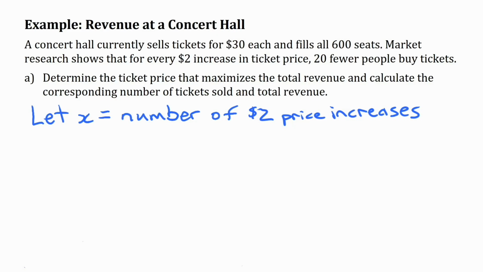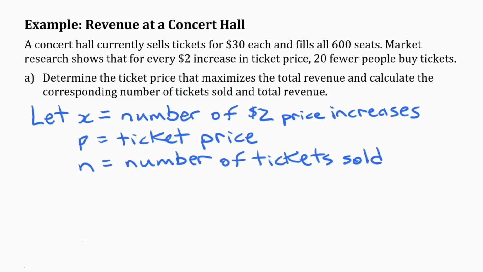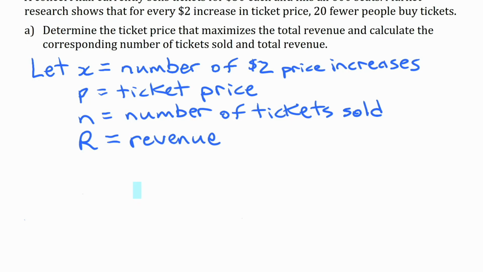There are some other numbers obviously involved here too, and we're going to use variables for those as well. It talks about the ticket price, so I'm going to use P for ticket price. It talks about the number of tickets sold, so I'm going to use N for number of tickets sold. And of course, the thing we're looking at maximizing is revenue, so I'm going to use R for revenue. Then we can write some equations relating all this. There are a lot of variables there, but we're going to write equations that relate all of those things, and you'll see that it works out nicely.